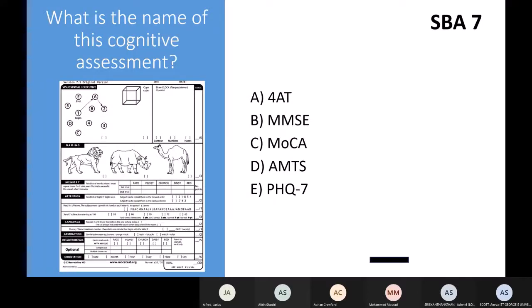So next, SBA. What is the name of this cognitive assessment? Is it a 4AT, MMSE, MOCA, AMTS, or a PHQ-7?